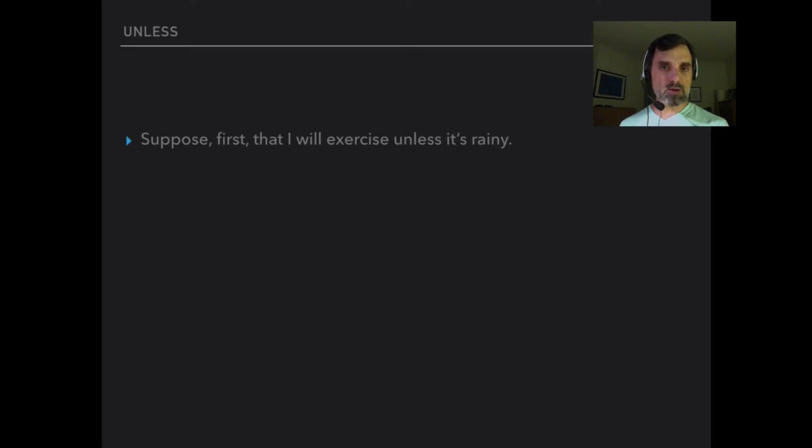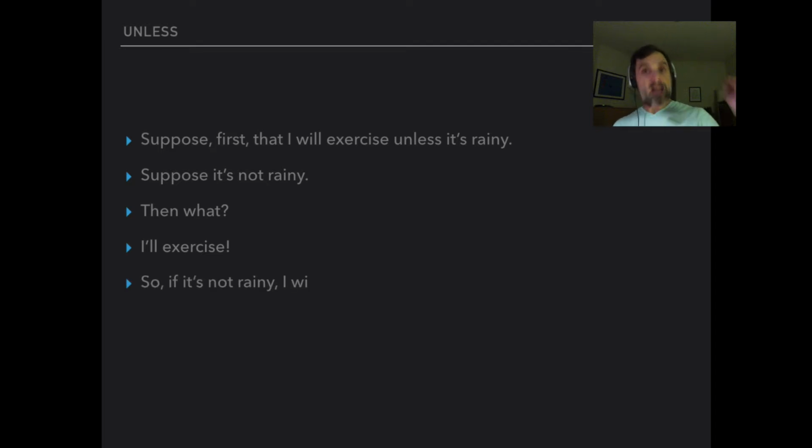So suppose first that I will exercise unless it's rainy. And suppose it's not rainy. What do we know? Then I'm going to exercise. What did I just do? I just did a conditional derivation. We can conclude, if it's not rainy, I will exercise. See, it's so natural. You don't even notice you're doing it in English, and then there it is.